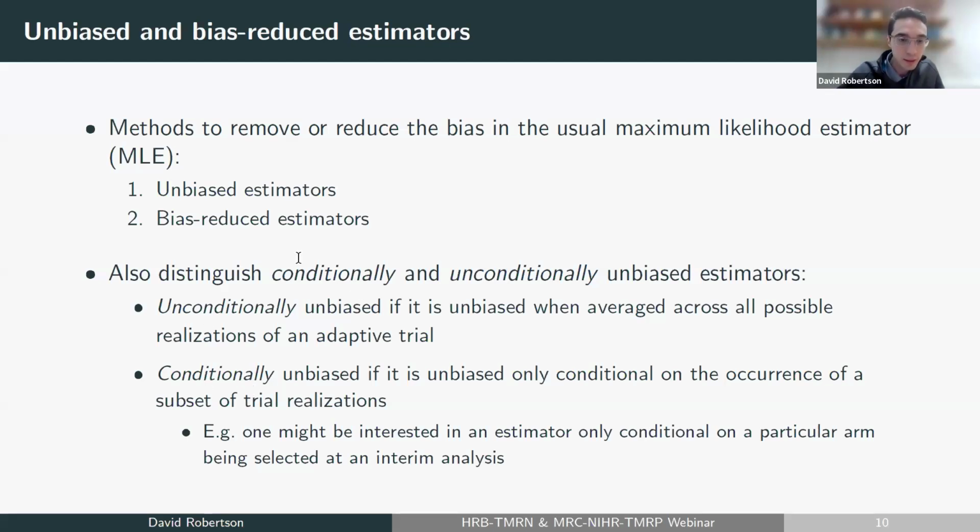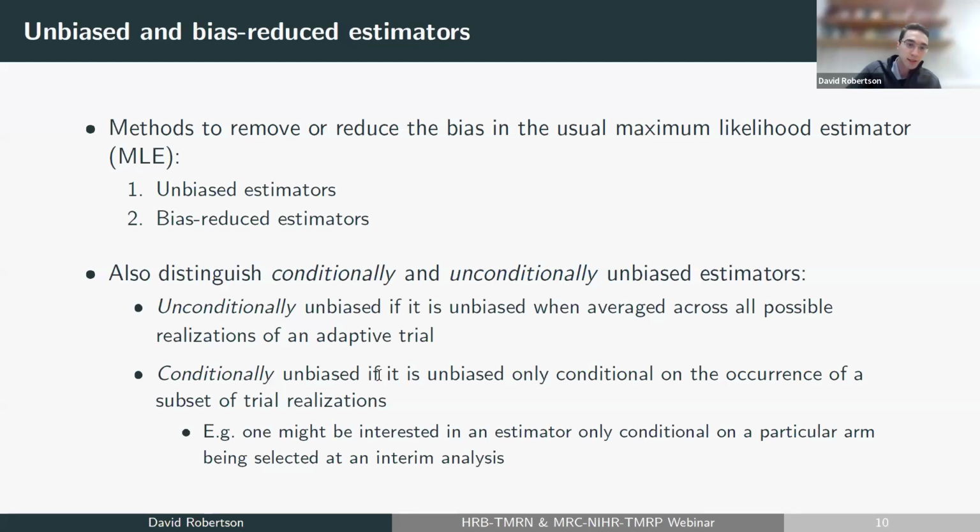And there's another distinction as well, which you often see in the literature, which is distinguishing between conditionally and unconditionally unbiased estimators. An estimator is unconditionally unbiased if it's unbiased when averaged over all possible realizations of an adaptive trial. So using group sequential designs as an example, which we'll return to, an unconditionally unbiased estimator is unbiased when averaged across all possible stopping times, so all possible stages of the trial that you could stop at.